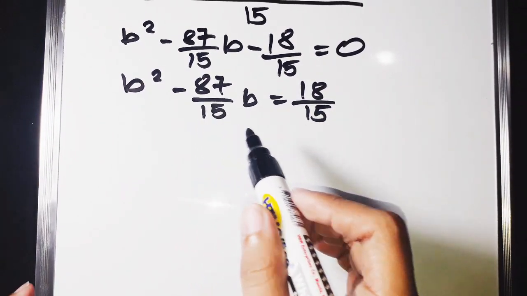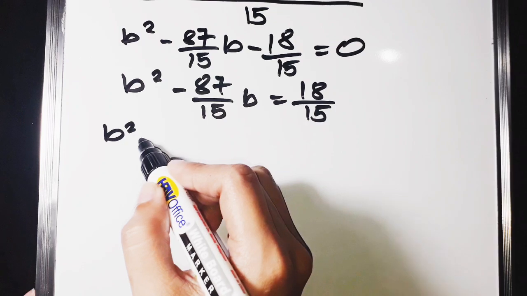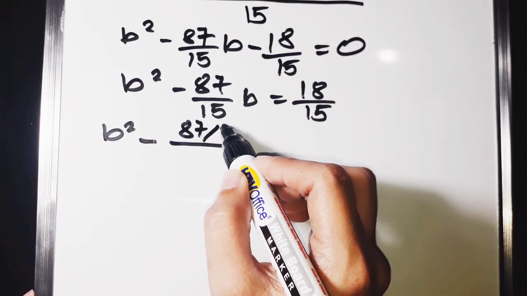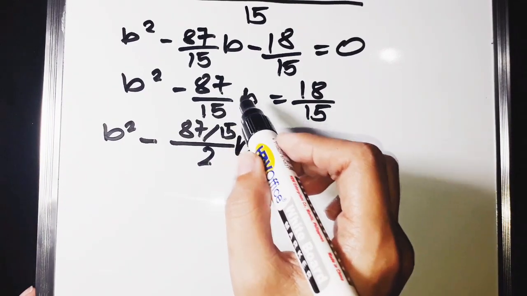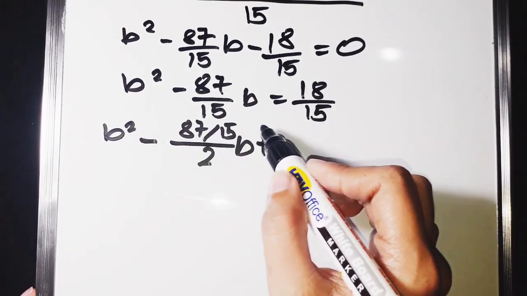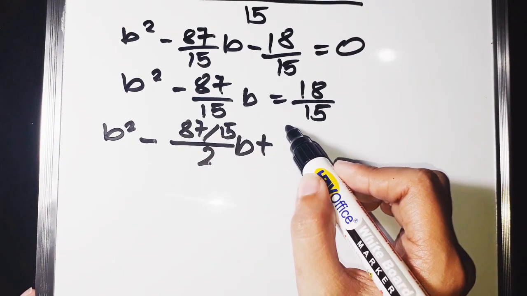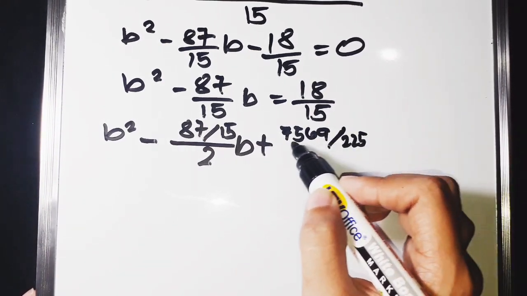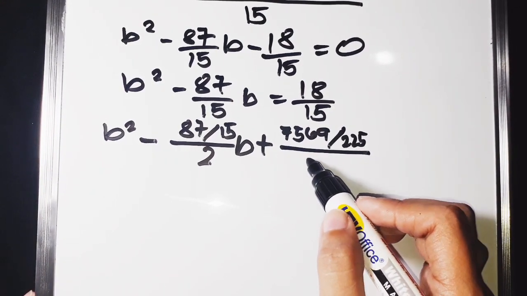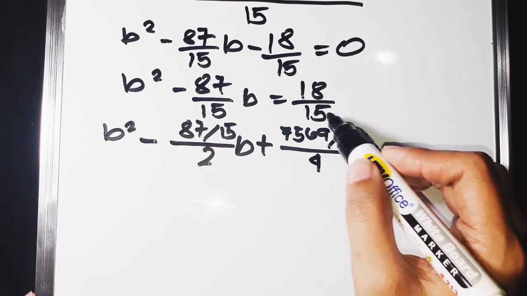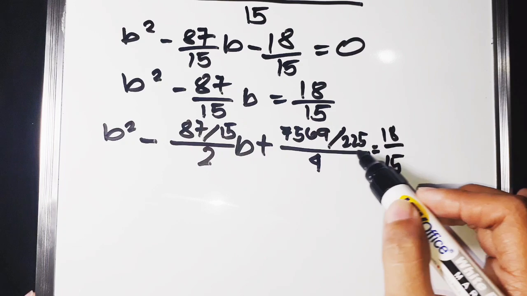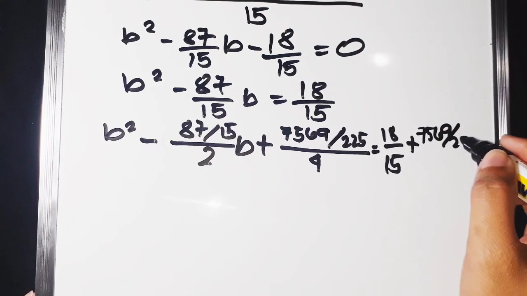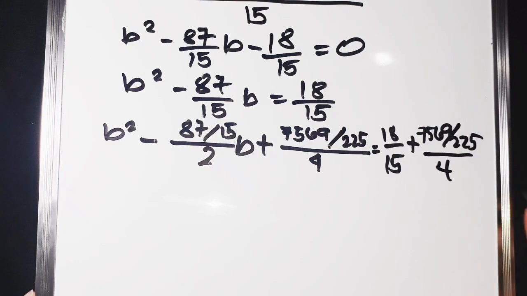Then make this a perfect square trinomial. B squared minus, divide this value by 2, 87 over 15 divided by 2, b, plus, square the number 87, that is 7,569, over 15 squared, that's 225, over 2 squared, that's 4. Then copy 18 over 15, then plus 7,569 over 225 over 4.